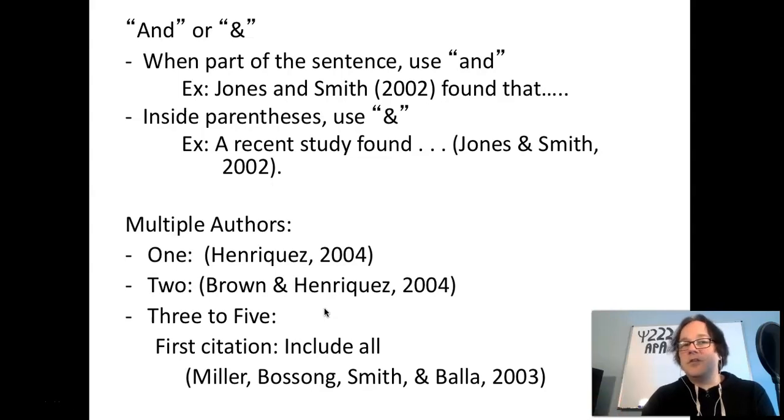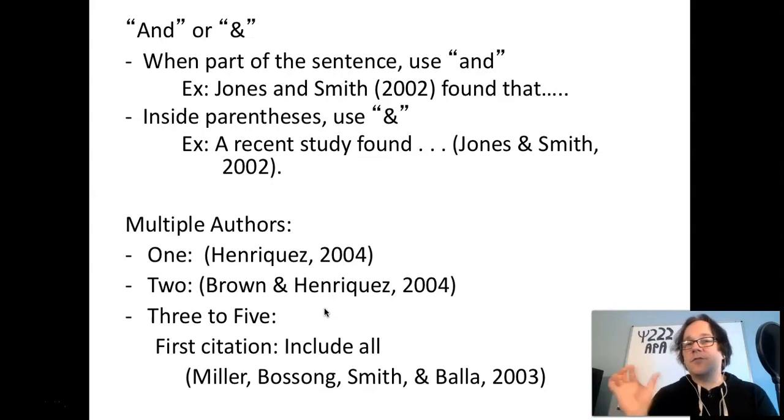So when should we use "and" or this ampersand? When it's part of the sentence we tend to use "and," so we would say Jones and Smith. So that's part of a sentence there. But inside parentheses, we will use the ampersand. So, example, a recent study (Jones & Smith). So this is how we know when we should use "and" versus the ampersand.